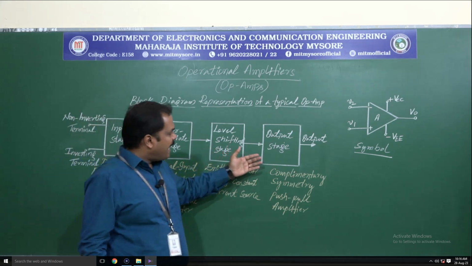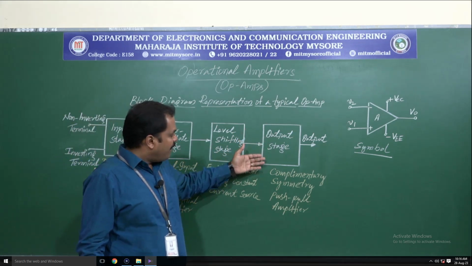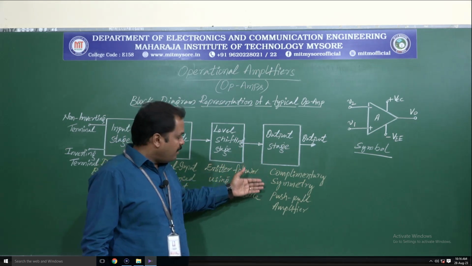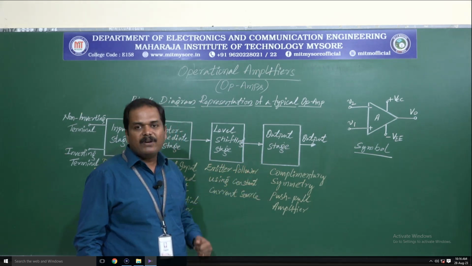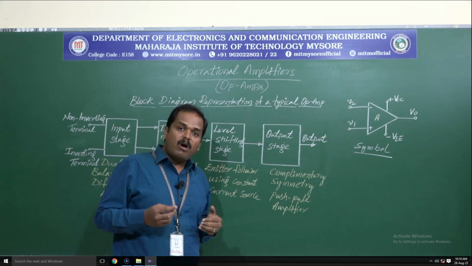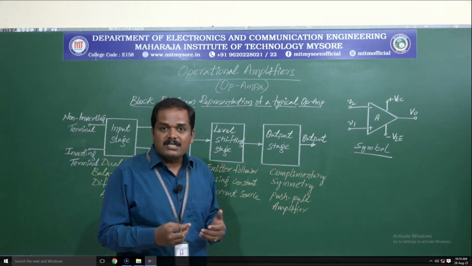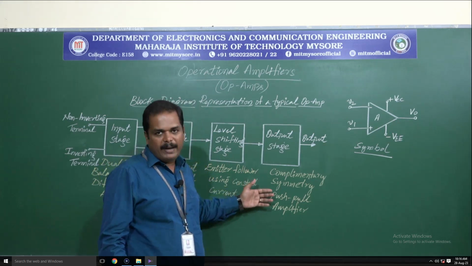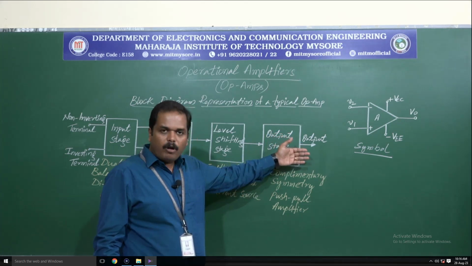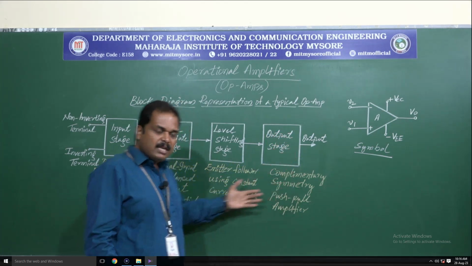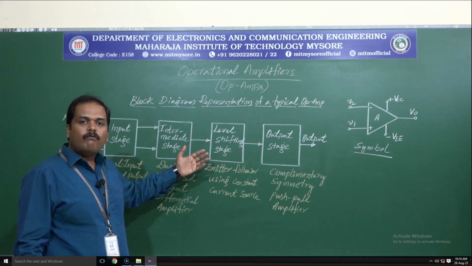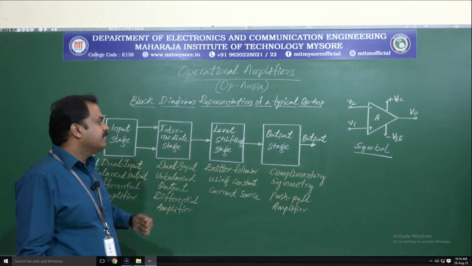Later we have the output stage, where we have a complementary symmetry push-pull amplifier, which provides the current capabilities required by the op-amp. From this stage we draw the output. So this is the internal block diagram of any op-amp.